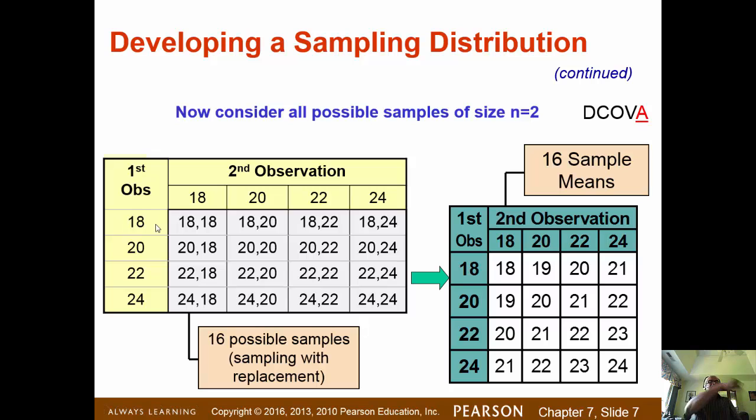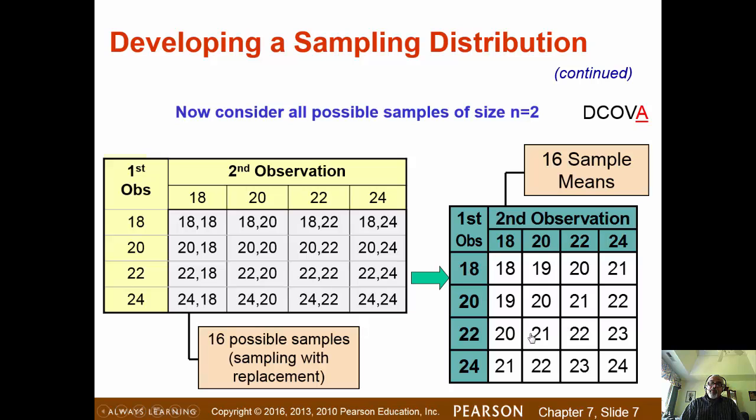That is, you take one person, look at that person, put that person back, and then randomly select one more person. So we have 16 possibilities, and here are the samples of all the 16 possibilities: 18 and 18, 18 and 20, 18 and 22. So we have enumerated all possibilities. These are all possible samples, and here are the sample means of all possible samples of size 2.